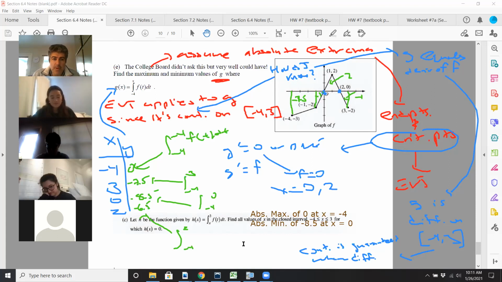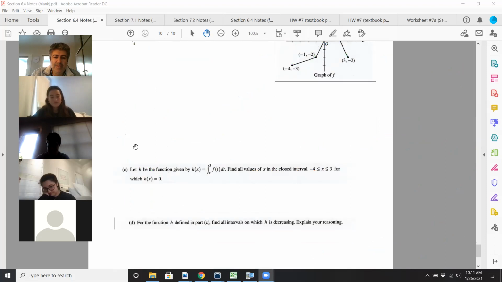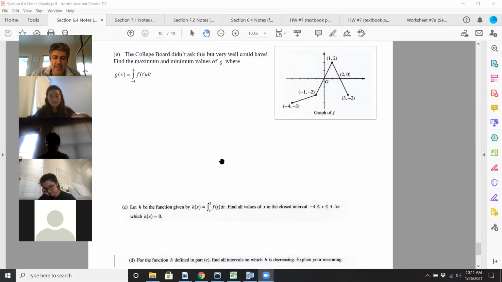Let's do maybe a couple more, and then we'll take a break. I think it's a good time to take a break after all this crazy stuff we're doing. Let's look at C and D. I'll leave it kind of like this so you can see the graph.